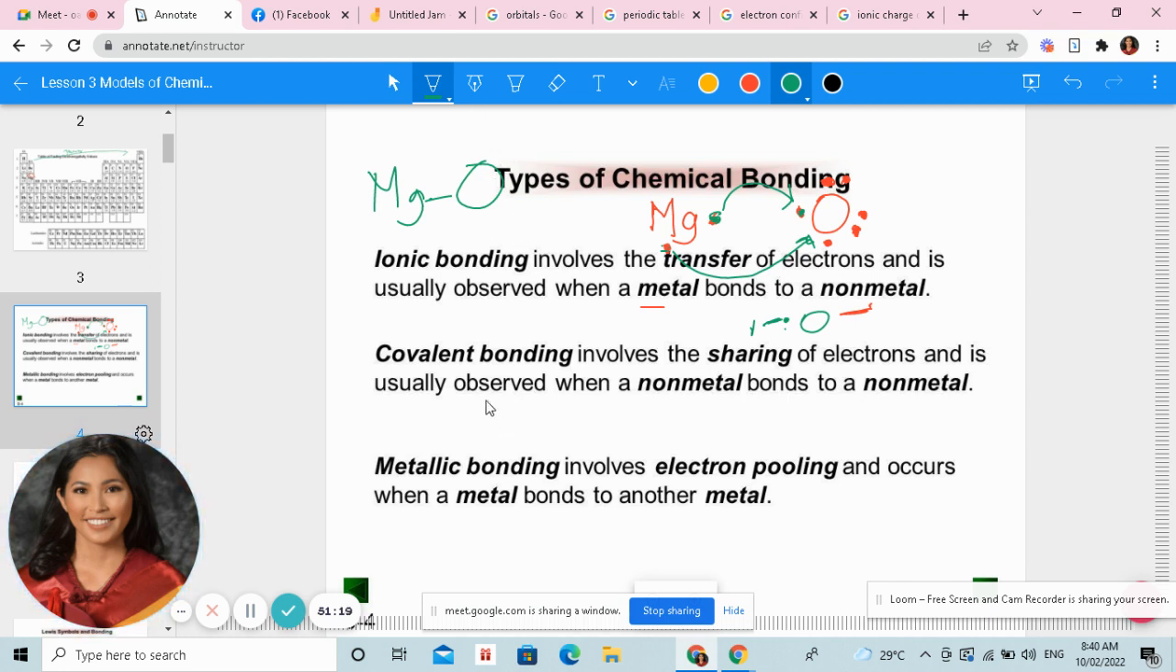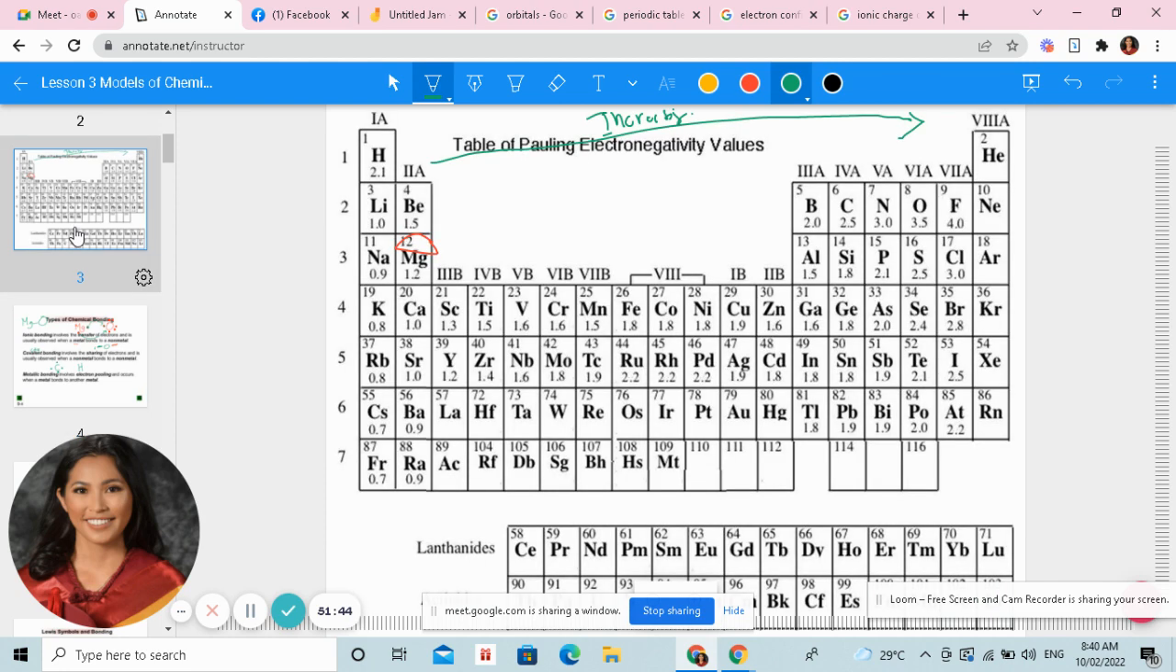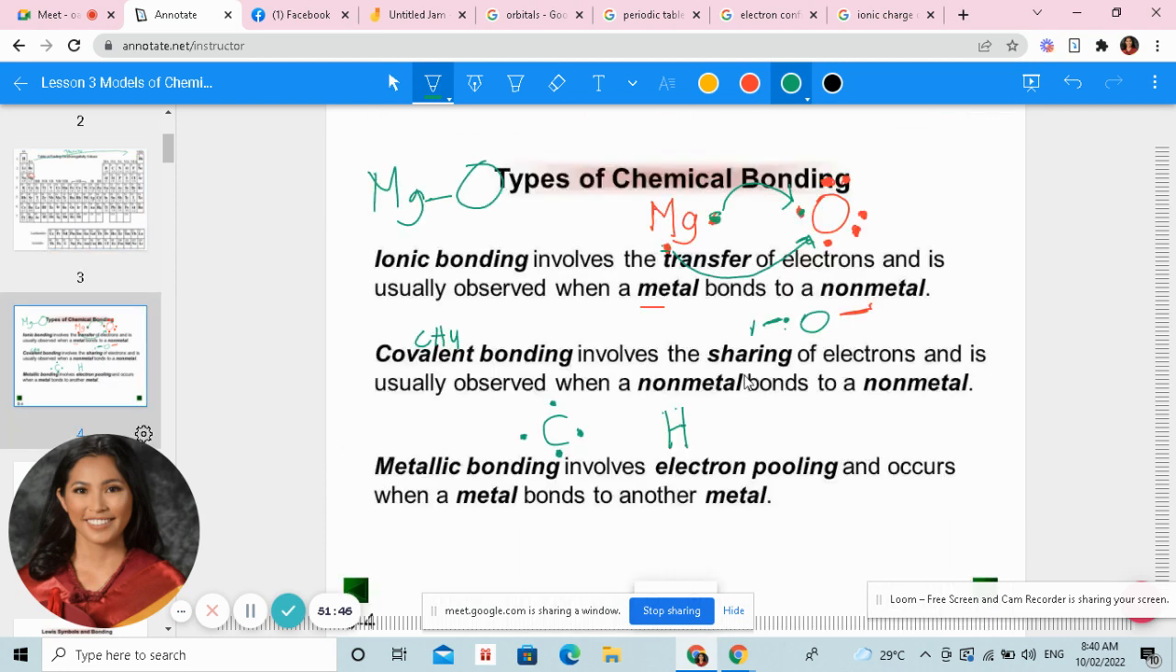Now, if we have covalent bonding, say for example carbon, how many valence electrons does carbon have? 4 valence electrons, ma'am. So we will write 4 electrons. Now, if we have CH4, hydrogen, how many valence electrons for hydrogen? 1, ma'am. So we have 1 now.